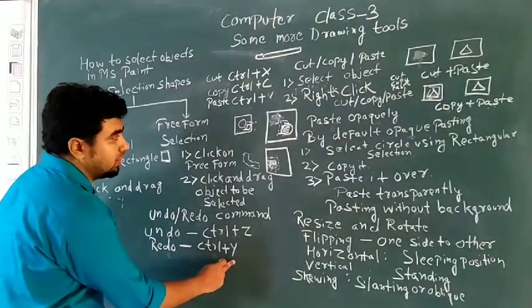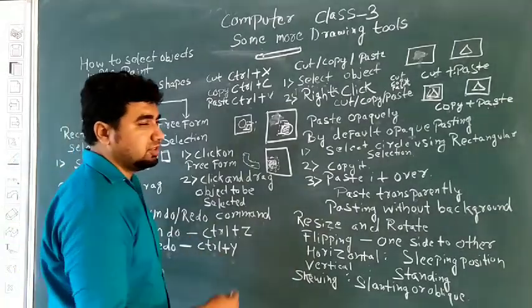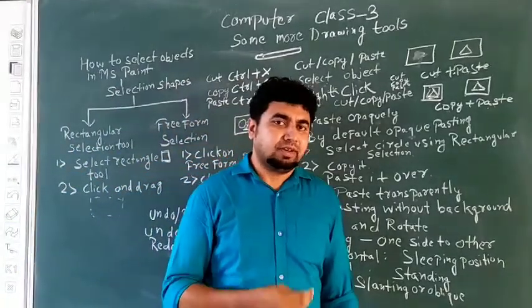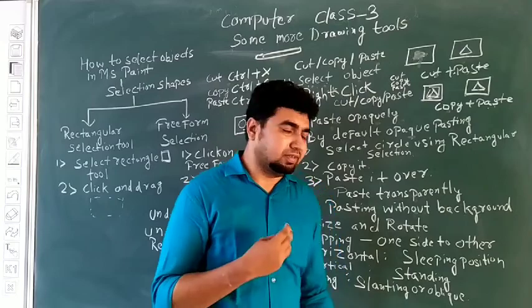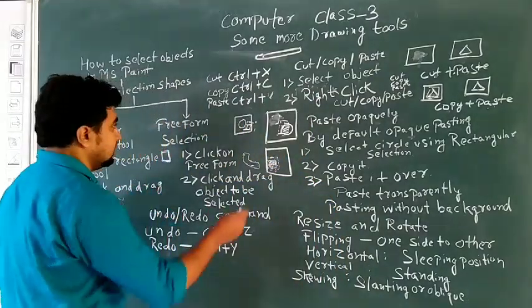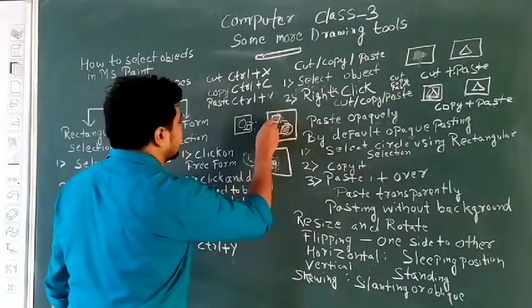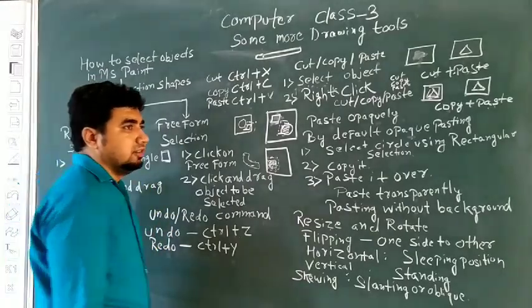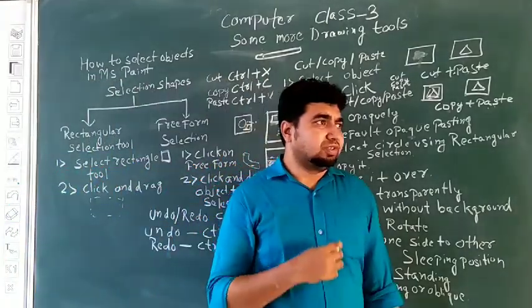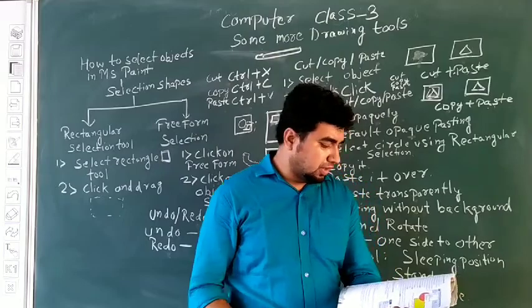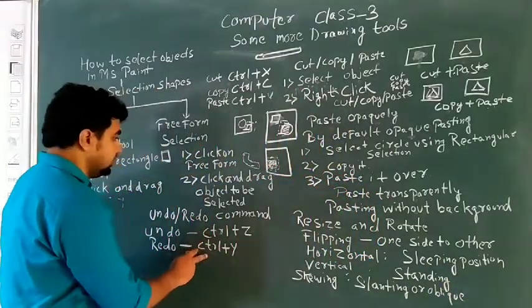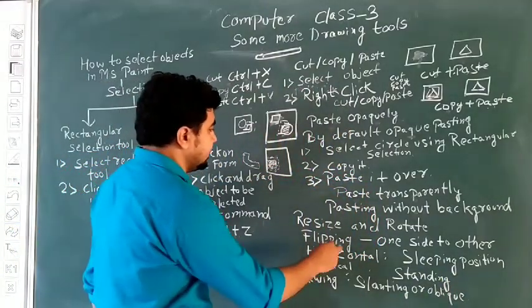Redo is Control plus Y, or we can access it from the quick access toolbar. If you use it from the quick access toolbar, you will find that it appears again here. Redo means again, the opposite of undo. So this is basically undo and redo. Now resizing and rotate.